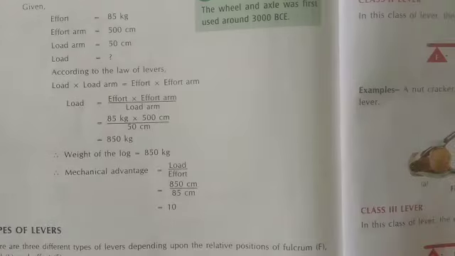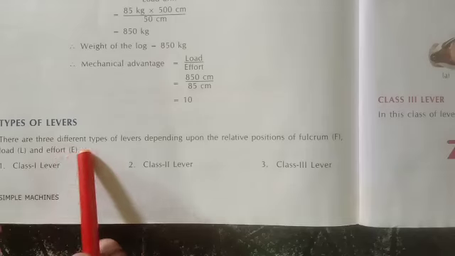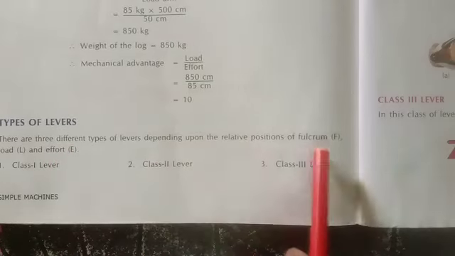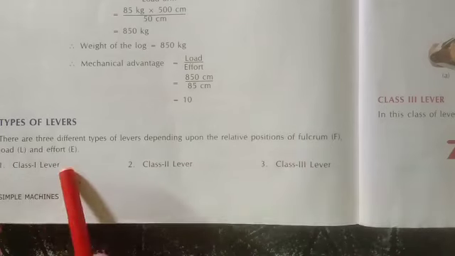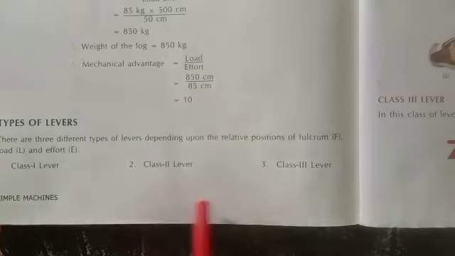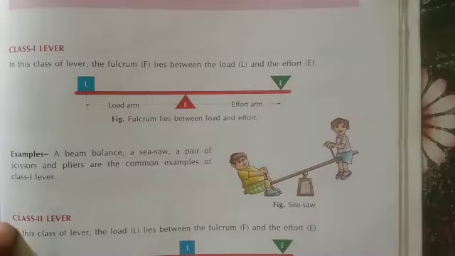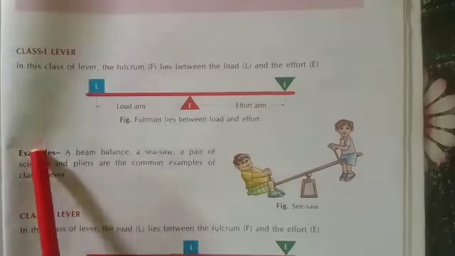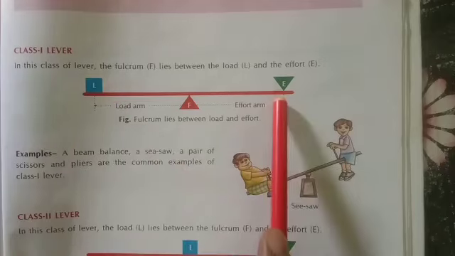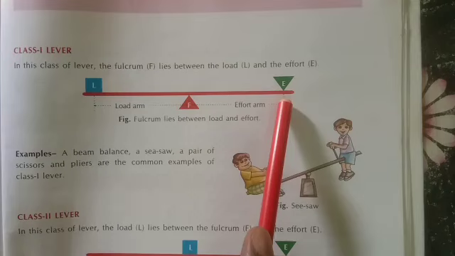Next, I am going to different types of lever. There are 3 different types of levers depending upon the relative position of fulcrum, load and effort: class 1 lever, class 2 lever and class 3 lever. Let me discuss one by one with examples. Class 1 lever: in this class of lever, the fulcrum lies in between load and effort. See, the fulcrum is present in between load and effort. This one is class 1 lever.